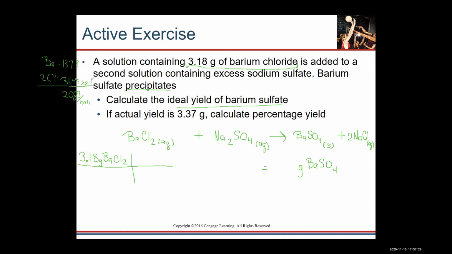Okay, so what am I going to do with that 208, other than just look at it and see how pretty it is? You're going to plug it into the bottom. So that's 208 grams of barium chloride at the bottom. And then what am I going to put on top? 1 mole of barium chloride.